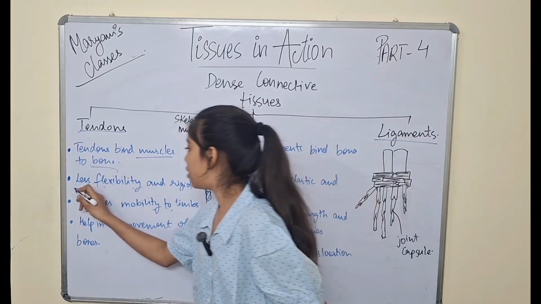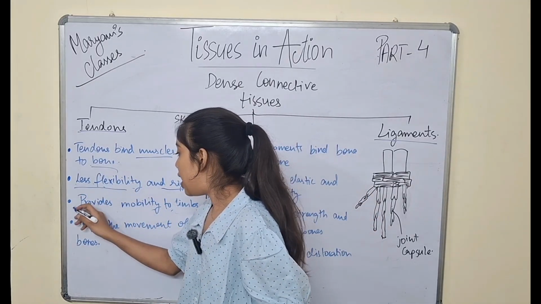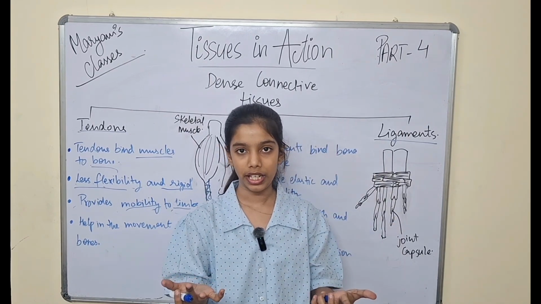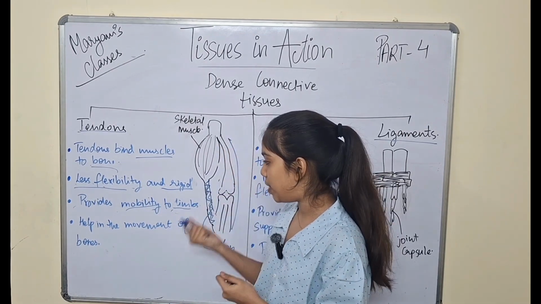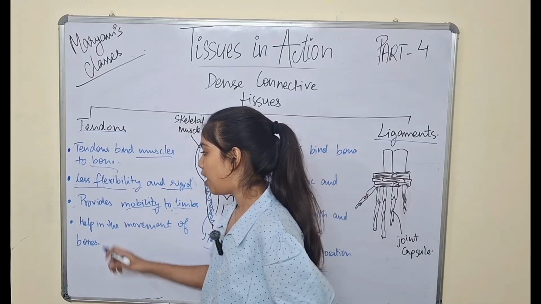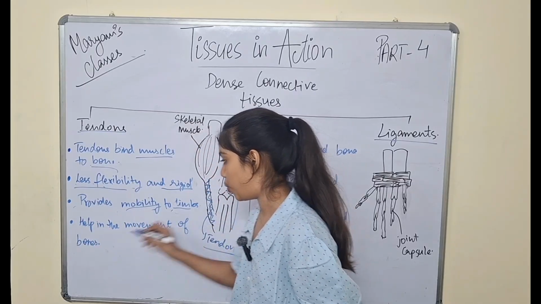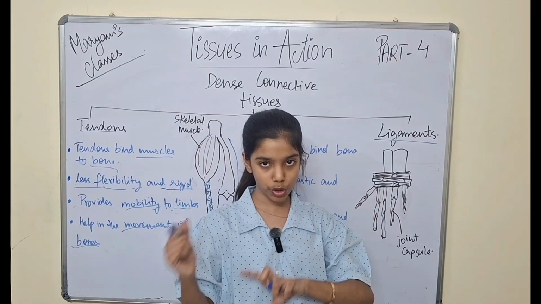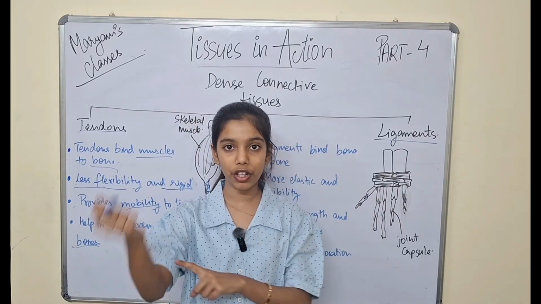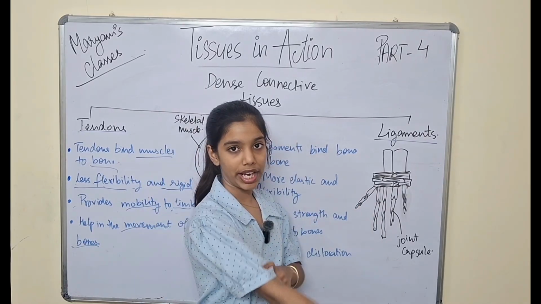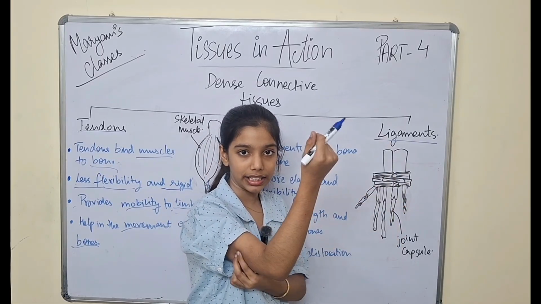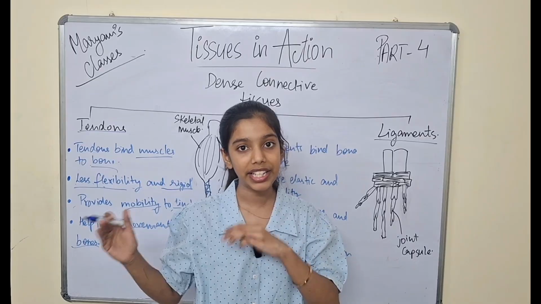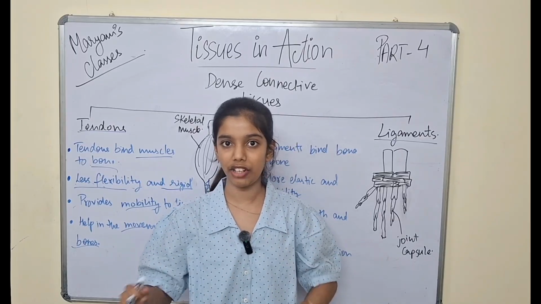And it provides mobility to limbs. Actually, limbs is a type of joint. So it provides flexibility, rigidness and mobility, and helps in the movement of bones. When it connects the muscle and bones together, it helps in the movement of muscles and bones. Like over here we have muscles and we have bones also. So this connection is done with the help of tendon, a type of dense connective tissue.